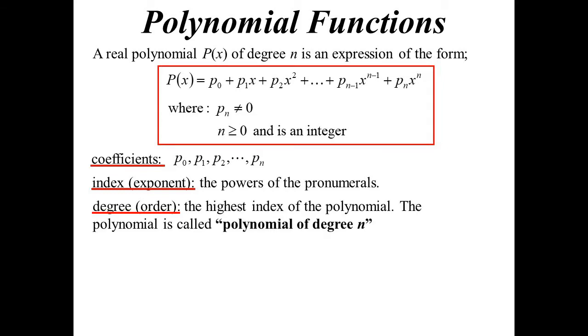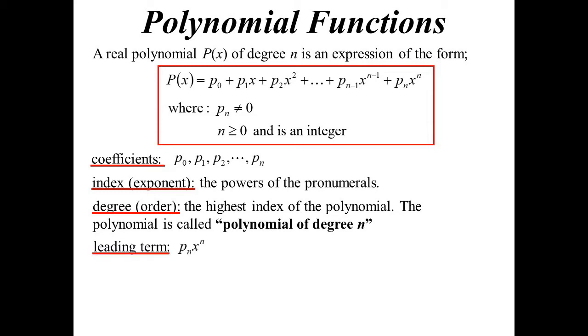Now, this is why Pn can't equal 0. Because the degree of a polynomial is the highest index, and we say it's of degree n. So, in our definition, if Pn was equal to 0, then n would no longer be the highest power. So that's why that trivial statement of Pn can't equal 0 is there, so that x to the n is always forced to be the highest power, if you like.